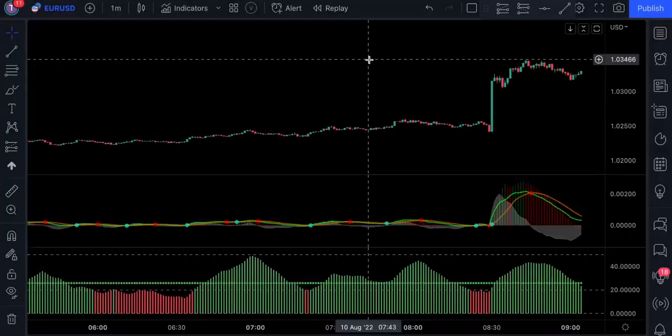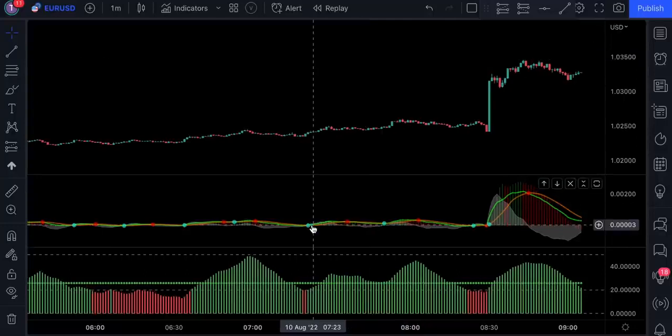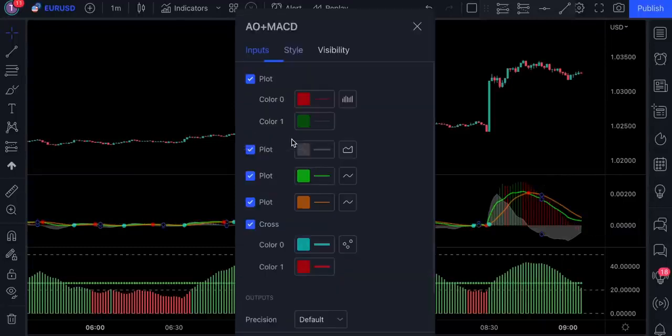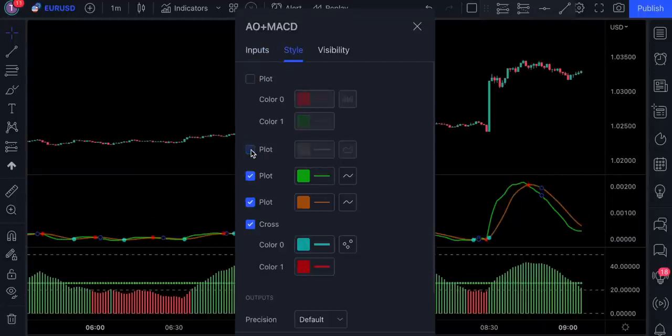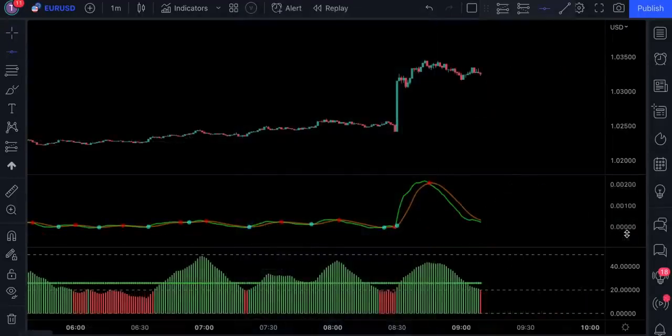Okay, before we get into the trading rules, let's first adjust these indicators. So let's first access the settings on this Awesome Oscillator Plus MACD. And in the style section, let's disable these two plots. The next step will be to add two horizontal lines at 0.0010 and minus 0.0010.